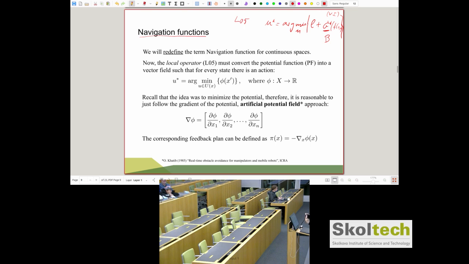So far, we have just discussed things to get here. What can we do in continuous spaces? Okay, so this basically brings us to the definition of potential function, right? We must convert this potential function. We also discussed a little bit about potential functions in lecture 5. We are going to convert it into a vector field such that for every state there is an action, right?